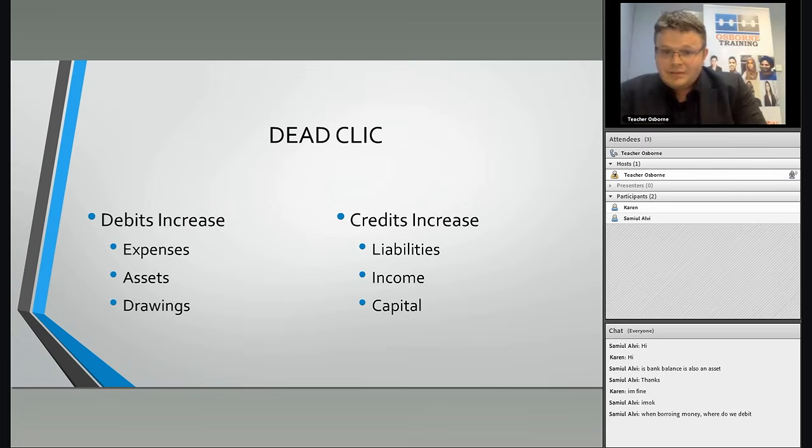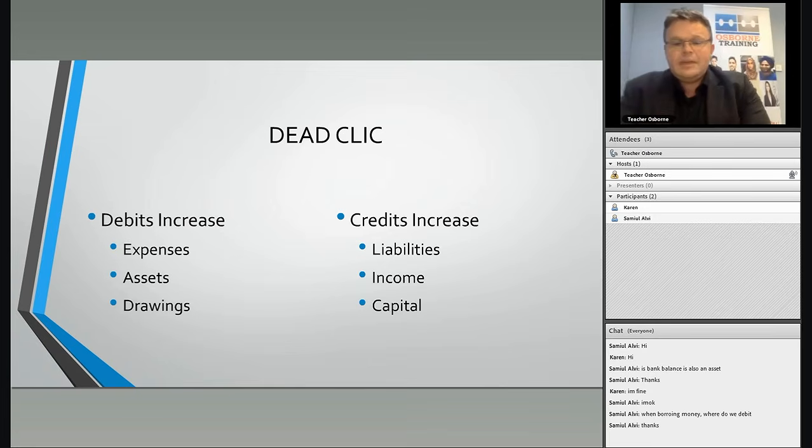Okay? So Samuel's got a question? When borrowing money, we debit. Okay, so we have to ask ourselves, when we borrow money, we have the liability of the bank loan, but what's coming into our business? Cash. So we debit the bank account or cash account, depending on what it is. Very good question. You're thinking of the dual effect. We have the liability of the bank loan, and we've got the debit side because we're increasing an asset of the cash. Very good question.